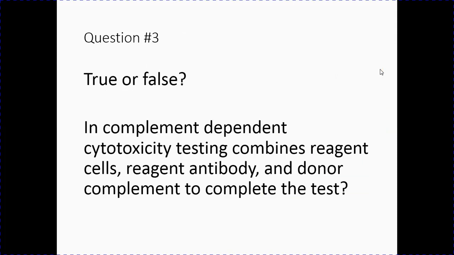So, question 3. True or false? In complement-dependent cytotoxicity testing, does it combine reagent cells, reagent antibody, and donor complement to complete the test? Let's see. So we need either donor cells or recipient cells, so we already know that's wrong. We do have reagent antibody, and we don't get our complement from the donor. We get it also from a reagent test kit. So this answer is false.